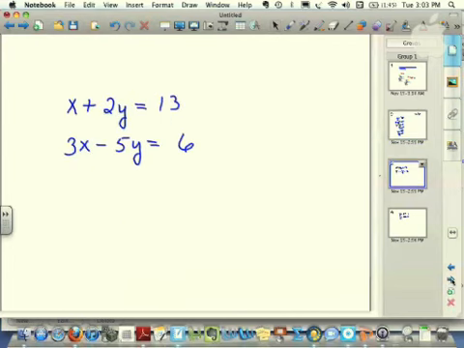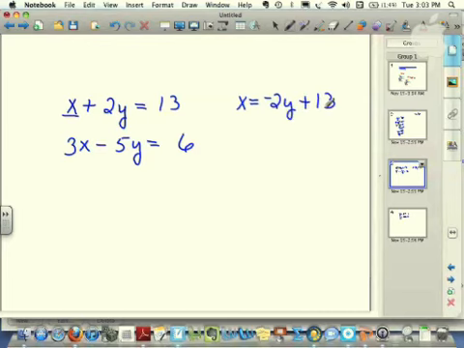Let's look at another example. This one's a little different because no variable is isolated yet. However, there is one variable that will be the easiest to isolate. Do you know what it is? It's the x variable. So I'm going to move the 2y to the other side, and then it will become x equals a negative 2y plus 13.